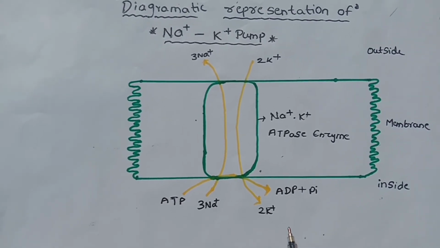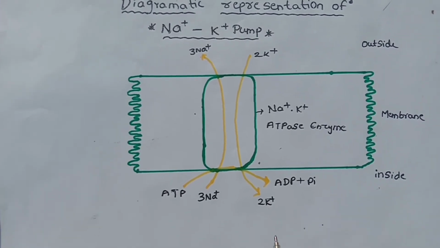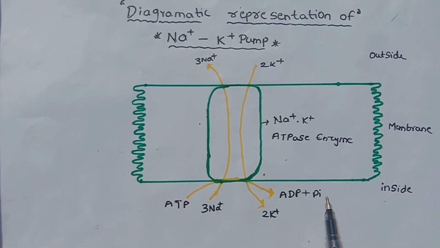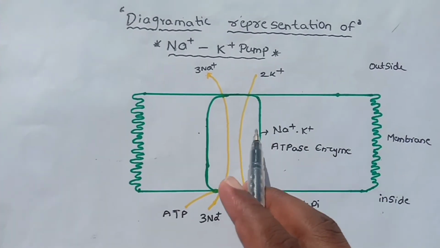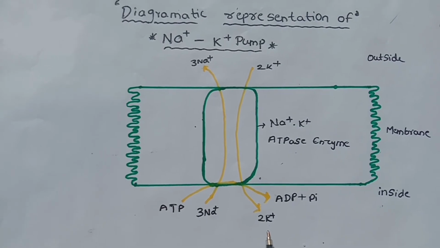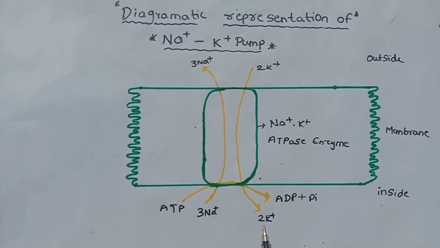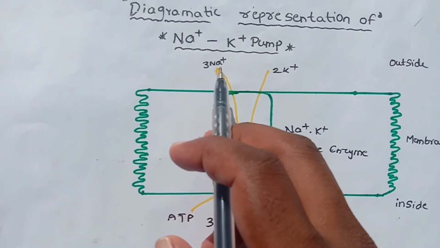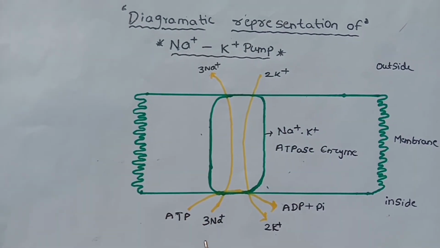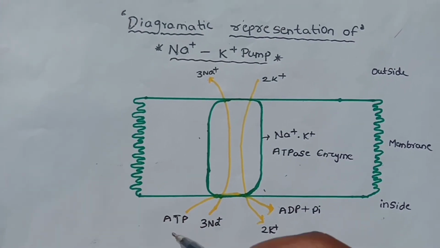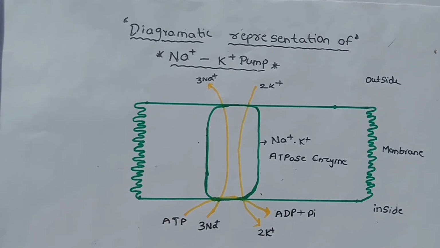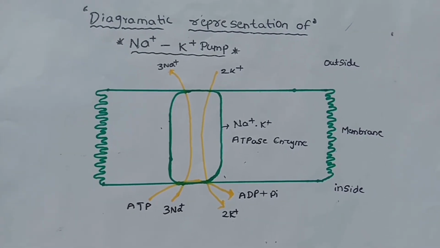There is a concomitant hydrolysis of intracellular ATP. By the help of the sodium potassium pump, the potassium is transported from outside to inside, and the sodium is transported from inside to outside. This is a diagrammatical representation of the sodium potassium pump.